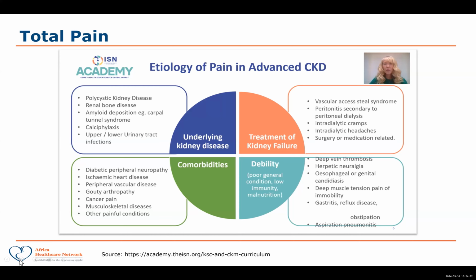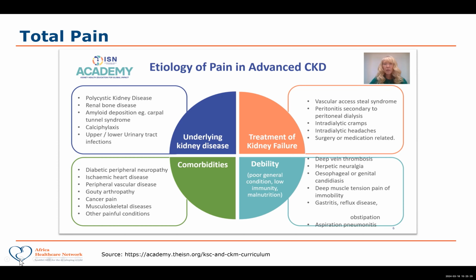These are a bit more specific in terms of the etiology or the cause of the pain. So if you look at the top left corner, the underlying kidney disease can actually cause pain. So there's a variety of causes from the actual kidney disease or the worsening kidney function of our patients. Our treatment is the one in orange. So if we go to the right, here it says treatment of kidney failure. We know that patients can experience cramps, headaches, even pain related to medication or surgery from their dialysis.